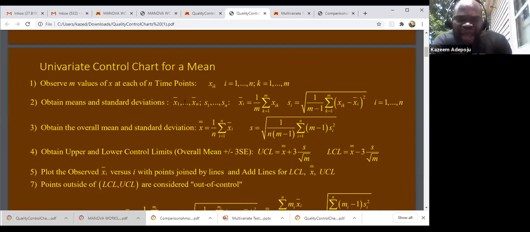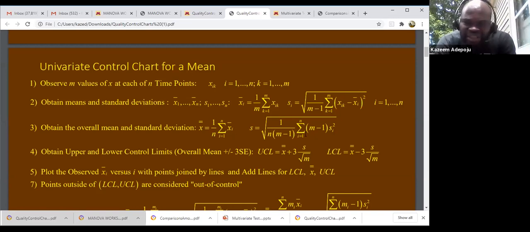If you now add all the means together and divide by the number, that is why the number I'm using here is different from the one I'm using right here. The n here actually represents the number of means that we got. That is why you see x bar bar, that is the mean of the mean.